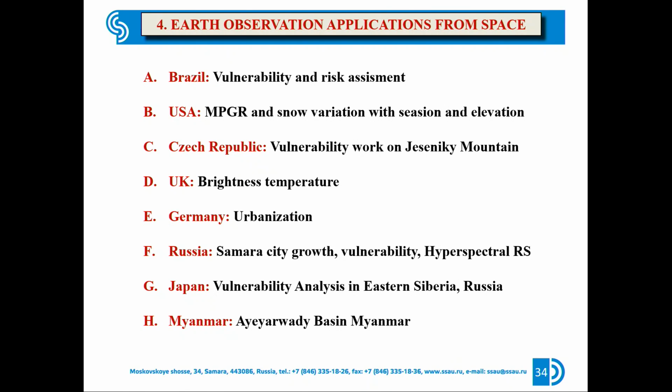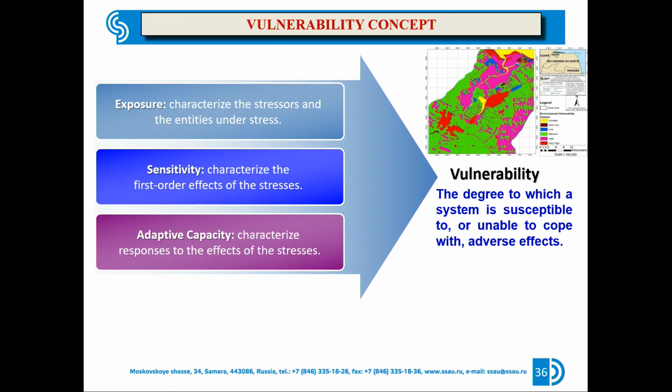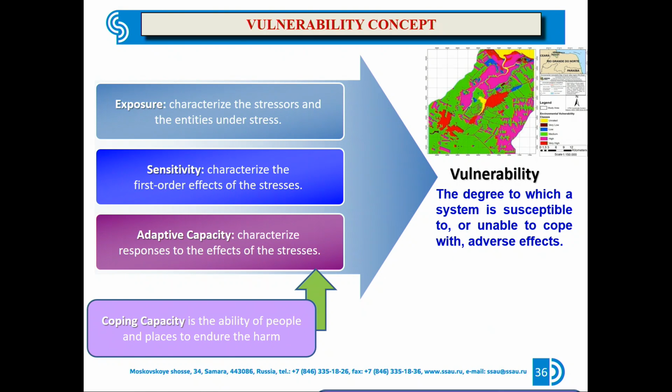I will go a little bit fast here. So, this is where I derived vulnerability for natural, environmental and coastal vulnerability based on their parameters. So, what is vulnerability? Vulnerability means simply a risk. Here we have three parts: exposure, sensitivity and adaptive capacity.